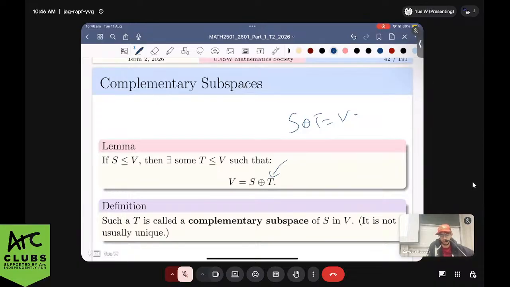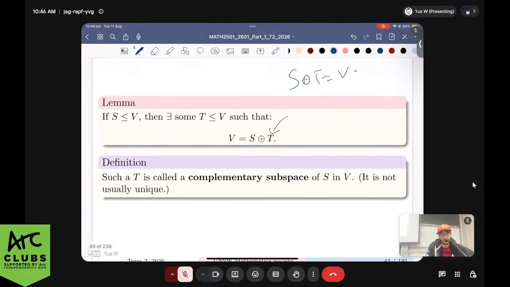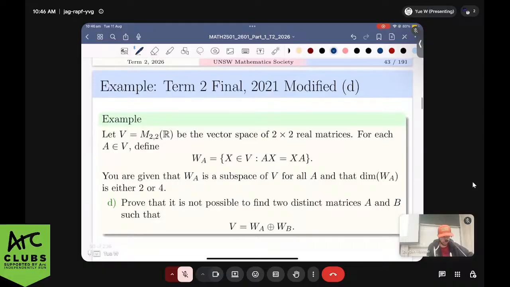Like in set theory, A complement and A, the union is the full space, right? Sum and direct sum are kind of analogous to unions. We call this a complementary subspace, but in this case, it's actually not unique. For set theory, I guess it would be unique, right? A complement is just a complement. But here, there's not actually a unique complement. There is an orthogonal complement, which we'll go through later.